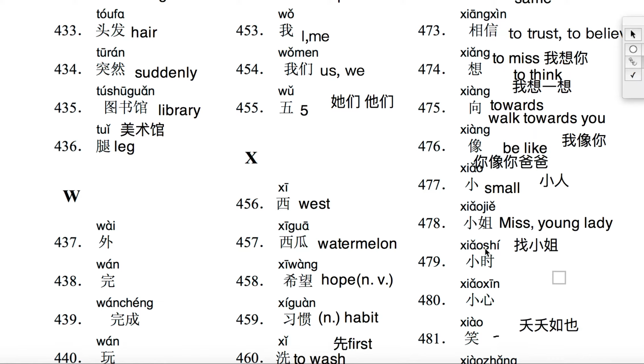479, 小时. 小时 means hour. What about minute? Minute means 分. So can we say 小分? No, we can't. We can say 小时 but we cannot say 小分. That's just what it is.